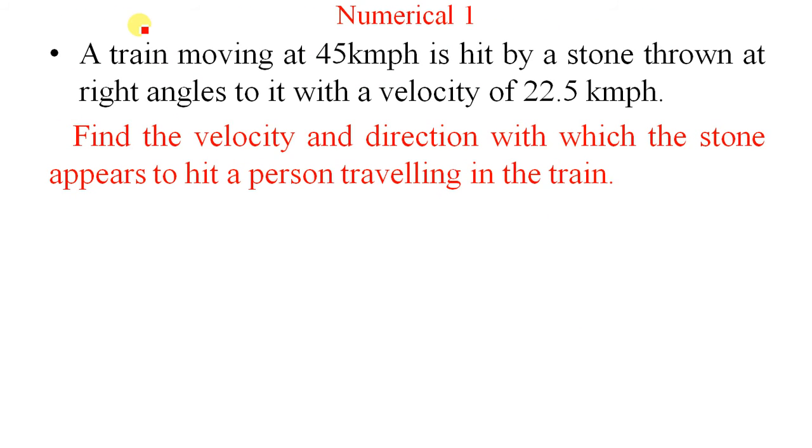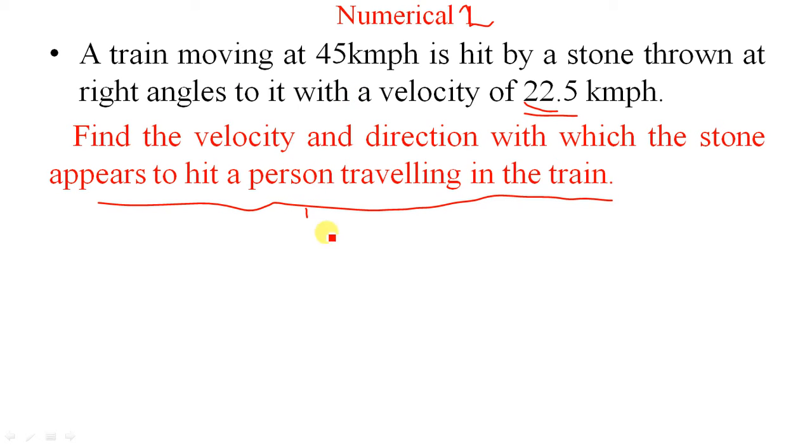Now next, numerical number 2. A train moving at 45 kmph is hit by a stone thrown at right angles to it with a velocity of 22.5 kmph. Find the velocity and direction with which the stone appears to hit a person traveling in the train. Person and train both have the same velocity as the person is sitting in the train.